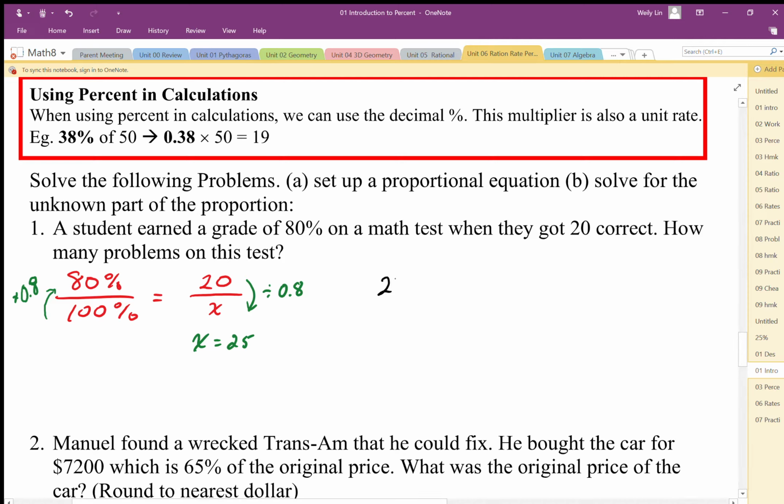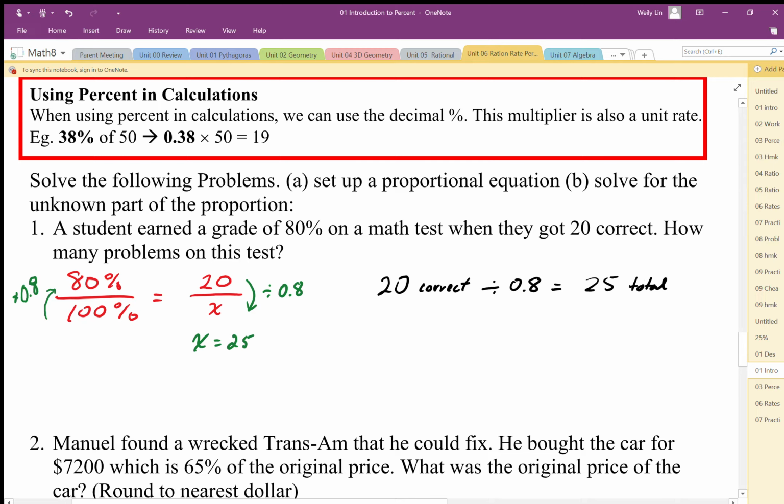So I'm setting it up here. I have 20 correct. And in order to set this up as a multiplication or division statement, if I want to divide by that 0.8, I need to understand that I have correct, I want to find the whole. So I want to divide by that 0.8 to get the whole. So this is, if you can keep track of this, an efficient way to do it.